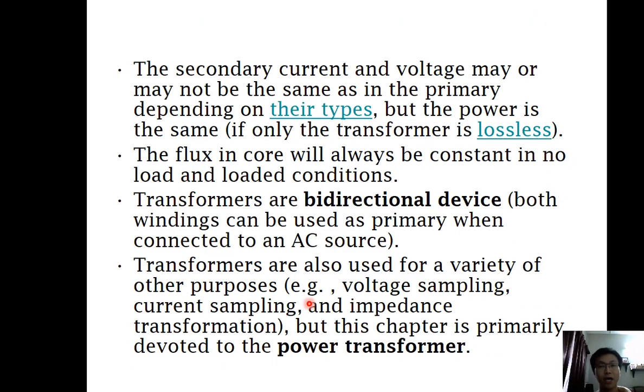The secondary current and the voltage may or may not be the same as the primary, depending on the type, but the power is the same if the transformer is lossless. The flux in the core will always be constant in no load and loaded conditions. Transformers are bidirectional devices. Both windings can be used as primary when connected to an AC source. Transformers are also used for a variety of other purposes, for example voltage sampling, current sampling, and impedance transformation. But this chapter is primarily devoted to the power transformer.